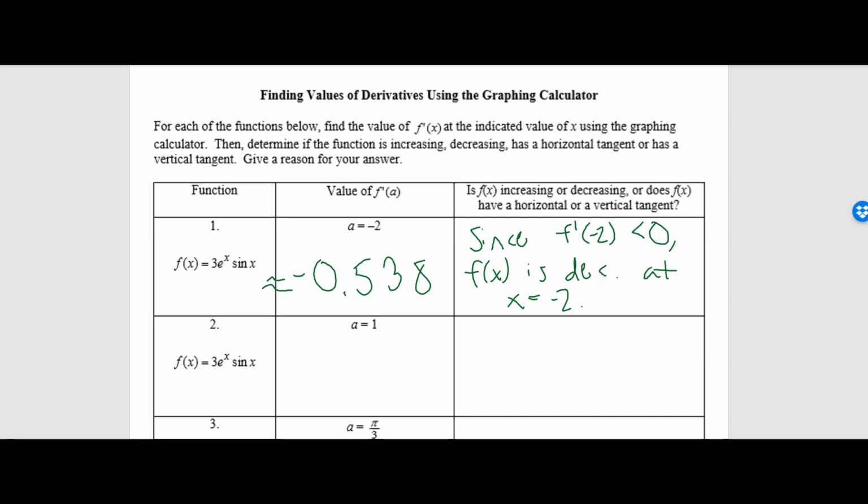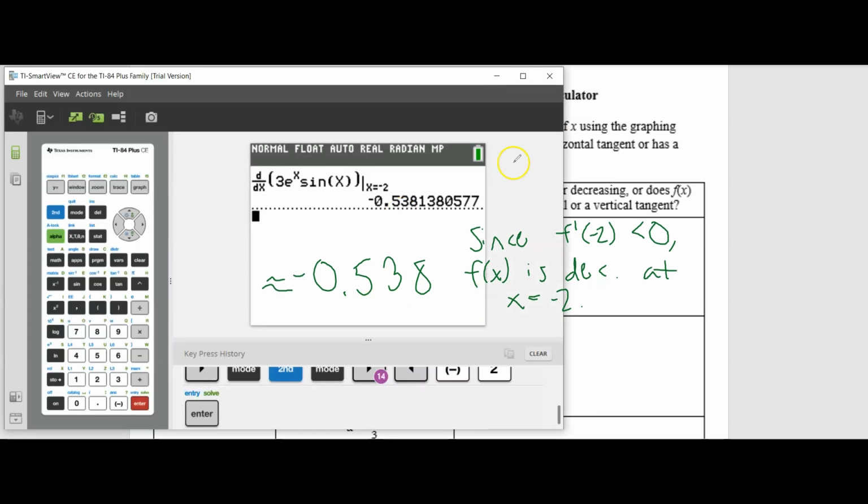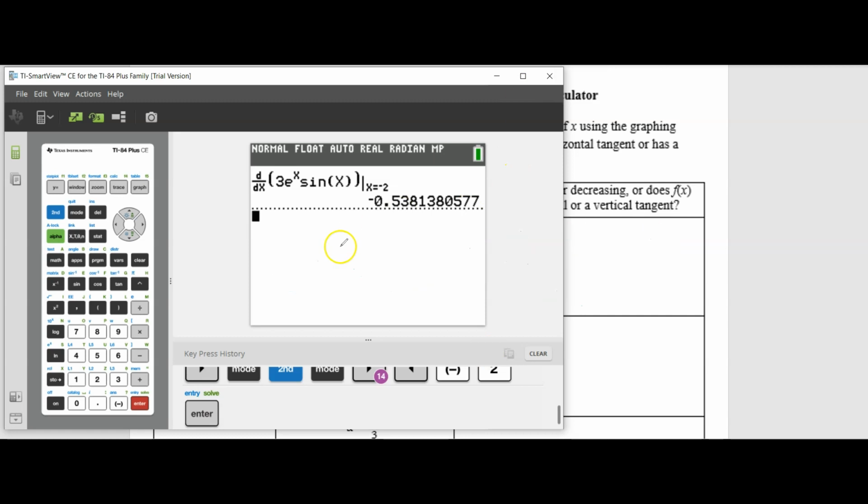Okay, number 2, we're evaluating the derivative at x equals 1, or a equals 1. They're just saying a is equal to x. So we come back over here. I'm going to have to get rid of this so you guys can see my calculator properly, and I'm just going to go through it again so we can walk through the steps one more time.